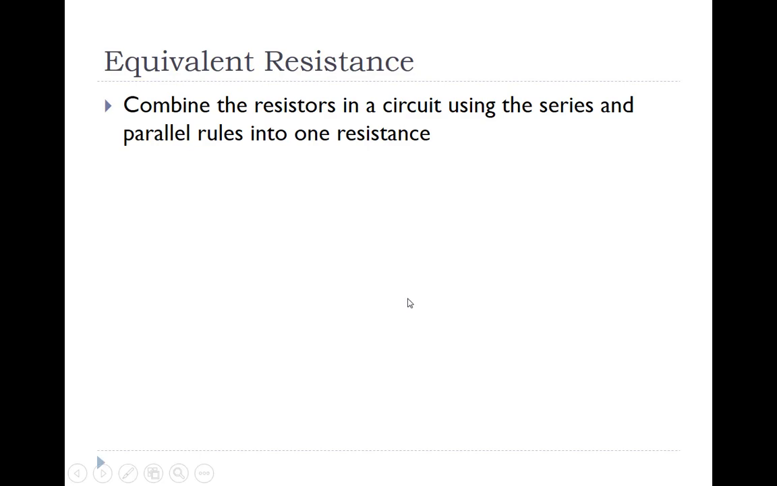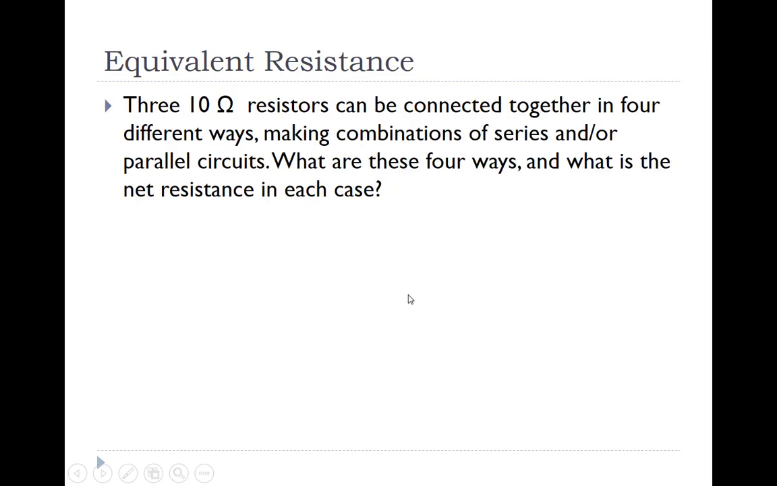So let's do an example, a very basic example, where we have three 10-ohm resistors. Those can be connected in 4 different ways using series and parallel combinations. We want to find those 4 ways and determine the net resistance or the equivalent resistance for each case.